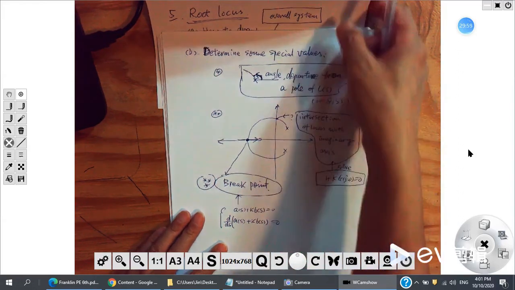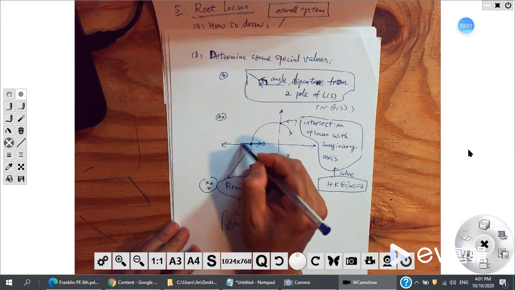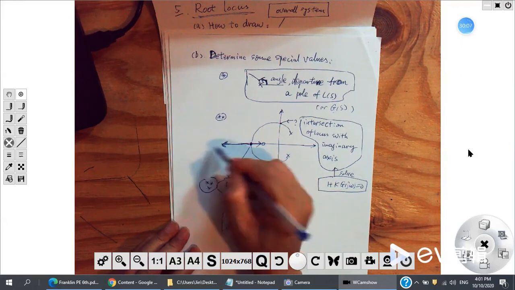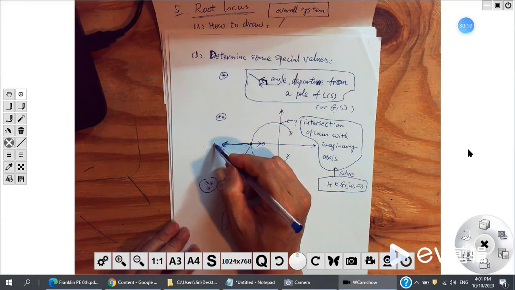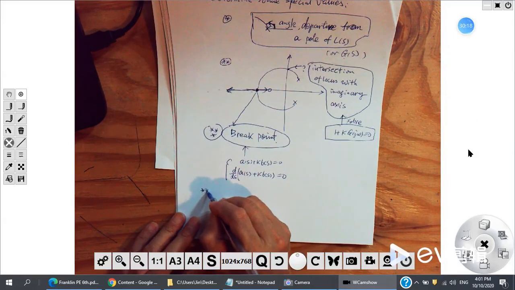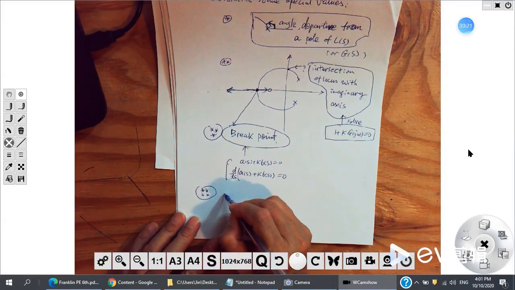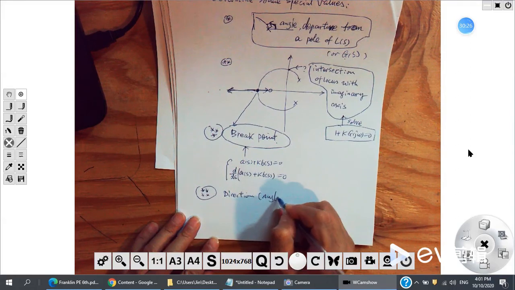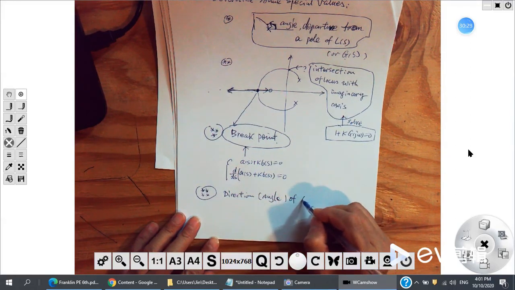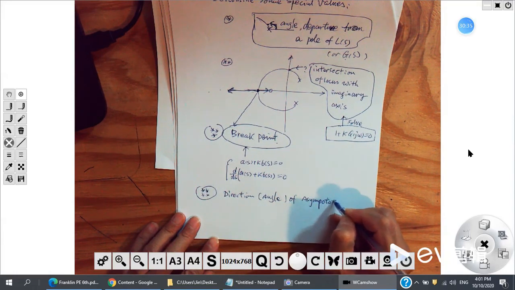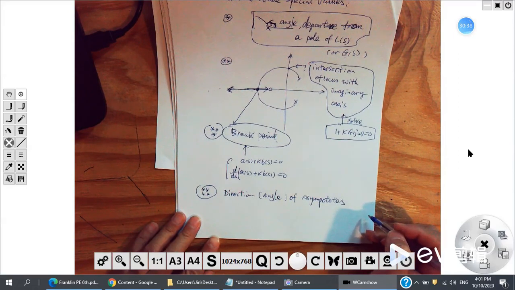And then the last one: here we have s going to infinity, we have root locus branches going to infinity. Then you should have an angle, right? That is the angle of the asymptotes. So you should know the direction, the angle of the asymptotes.